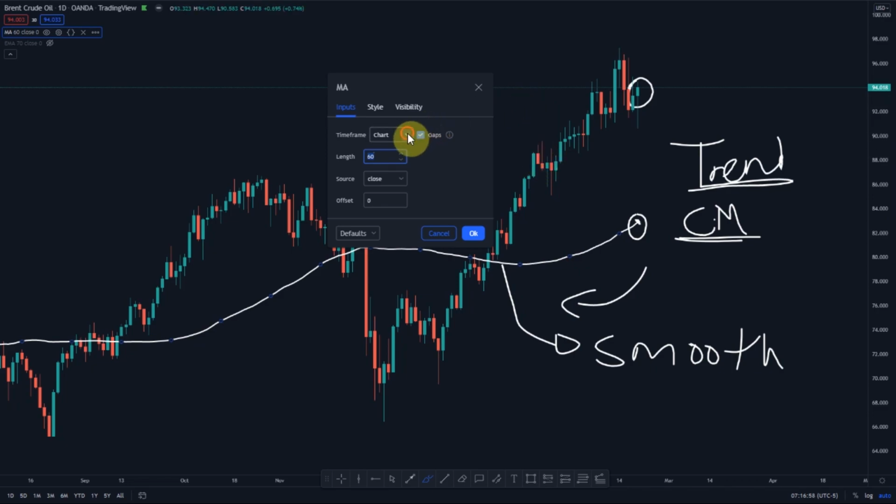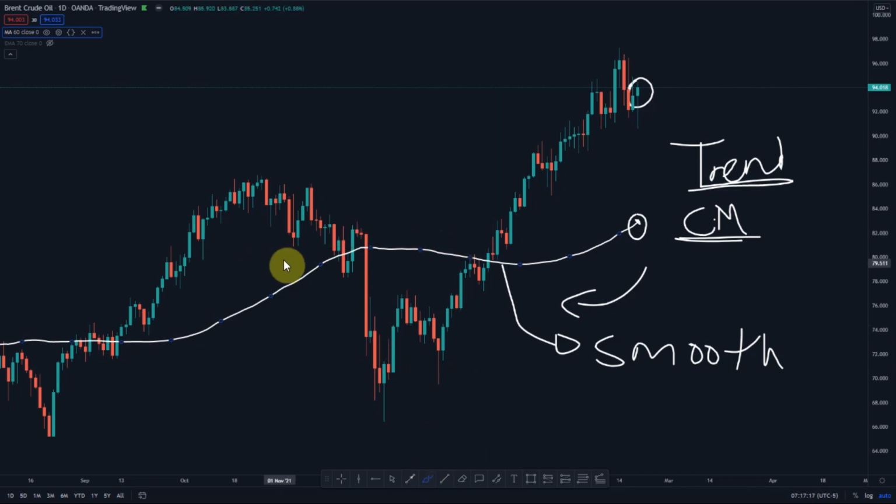However, you can change all that by changing here and saying, I want this moving average to plot according to my 1 hour or according to my 4 hour. But in this case, I've chosen chart, meaning it's gonna plot according to the chart that I'm in. In this case, I'm on the daily. So this 60 is for the previous 60 days, meaning, let me just close, at the beginning of this chart, we didn't have a moving average.